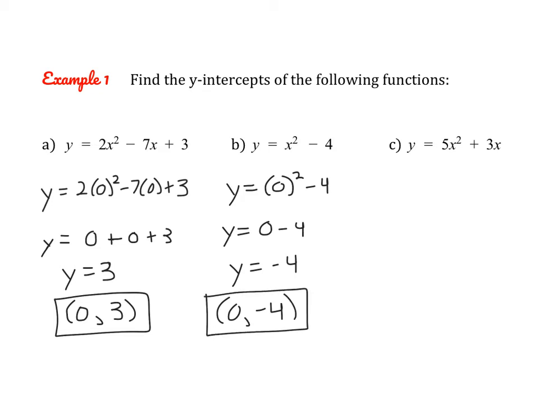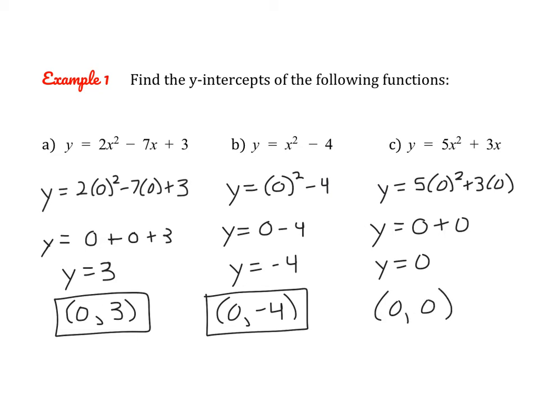Okay, let's try this last one. Here we have y equals 5 times 0 squared plus 3 times 0. Anything times 0 is 0. So 5 times 0 squared is 0. 3 times 0 is 0. So in this case, our y-intercept is at 0, 0.